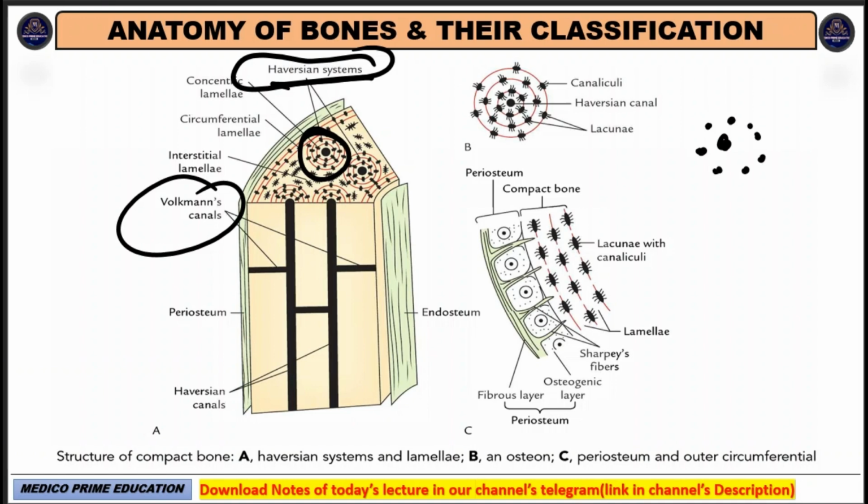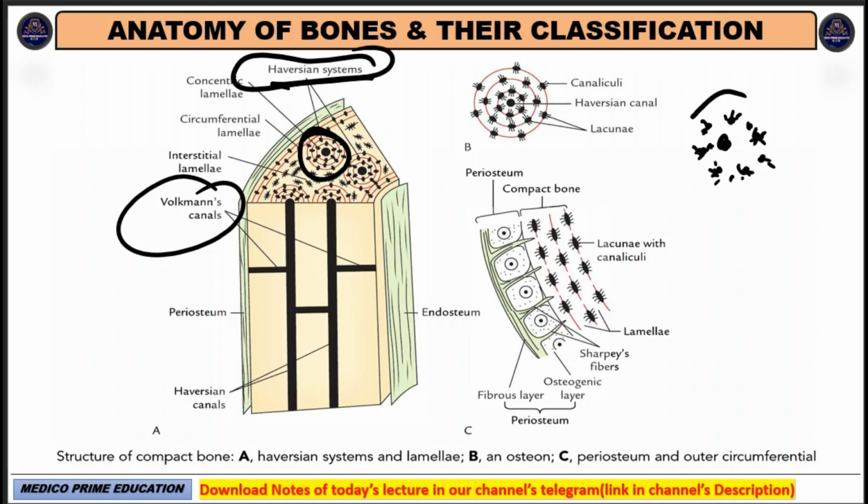some canaliculi and some lacunae. This is the canaliculi with lacunae. These are the star-like canaliculi with lacunae you can see here. So this is the structure of compact bone.